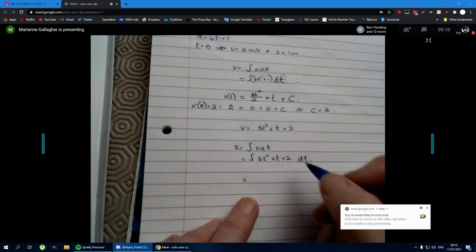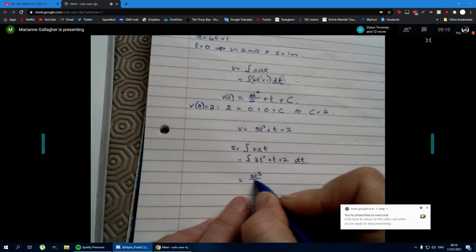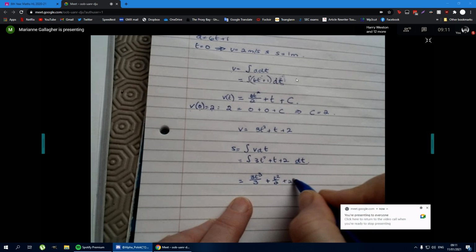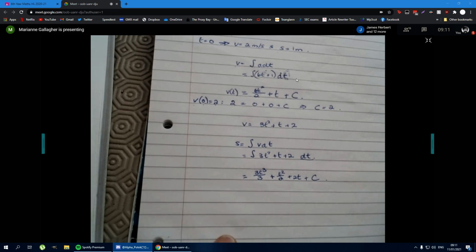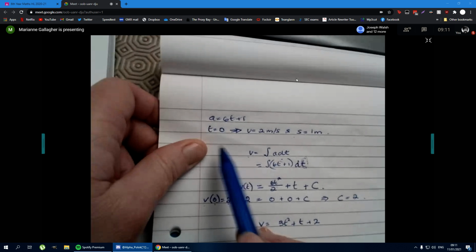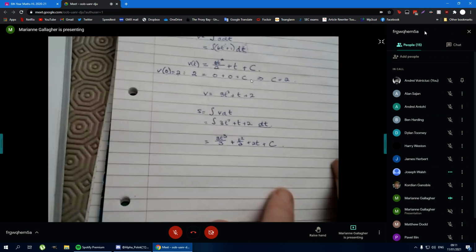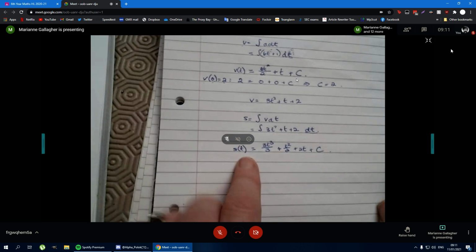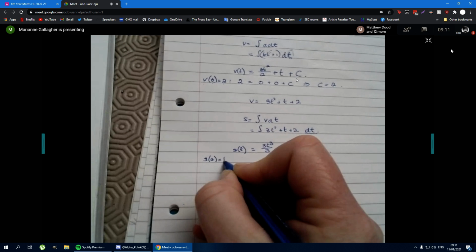Yeah. Would it be 3t cubed over 3? Good. Plus t squared over 2. Good. Plus 2t. Yeah. Plus c. Great. Excellent. Okay. And when we go back to the beginning, we see when t is 0, s is 1. So now we can use that to find this c. And again, I'm just going to write s as a function of t, just to remind us that it depends on t. And I know that s, when t is 0, is equal to 1.